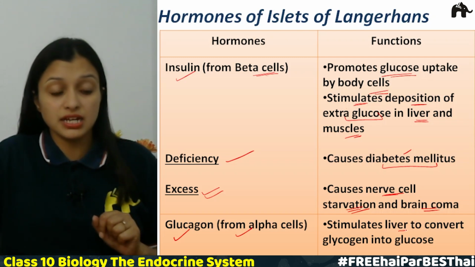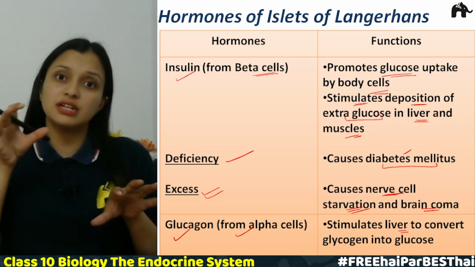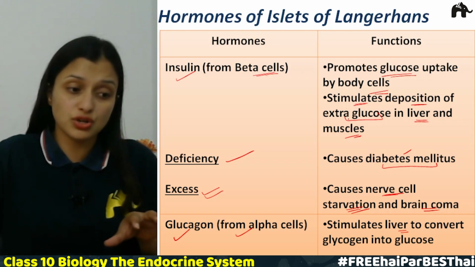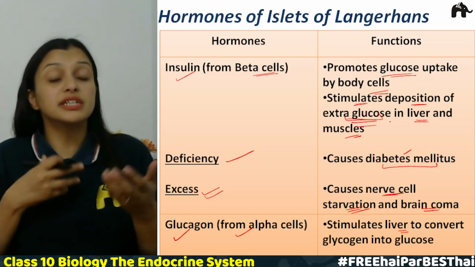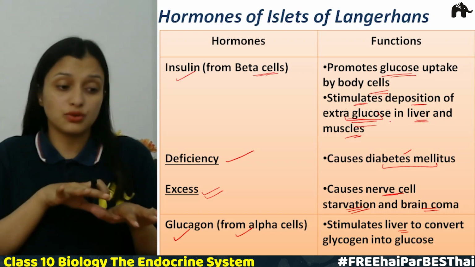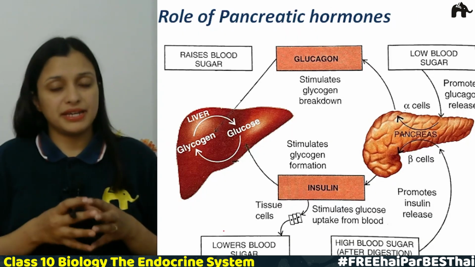Now the second hormone that we studied was glucagon, which is secreted by the alpha cells. It stimulates the liver to convert glycogen into glucose. Whenever glucose is needed, this extra glucose that was converted into glycogen breaks down again, and from glycogen, glucose is formed. Now the roles of the pancreatic hormones.